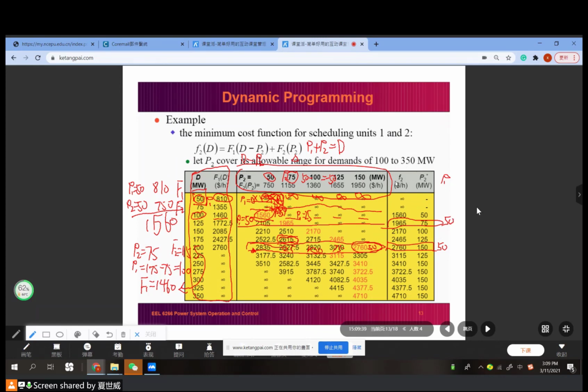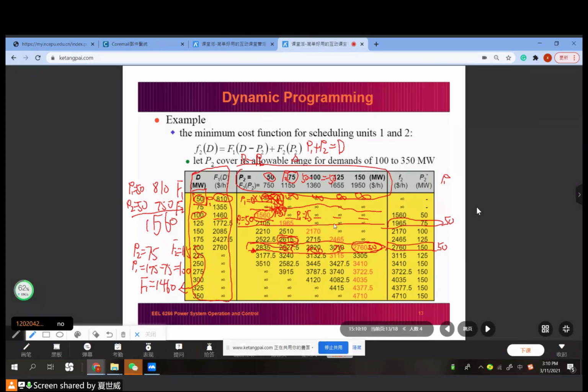So the number in this column means that if you want to support a certain total load, what's the best solution, best fuel cost, and also what's the specific output for P1 and P2. Okay. So can you follow me? Any question for this table? No, sir. Okay.